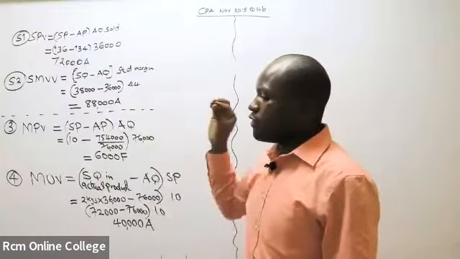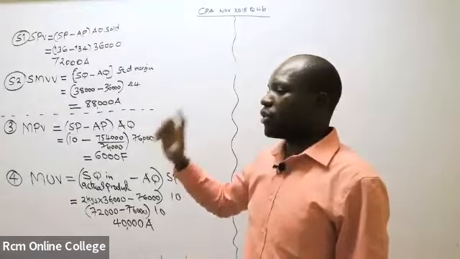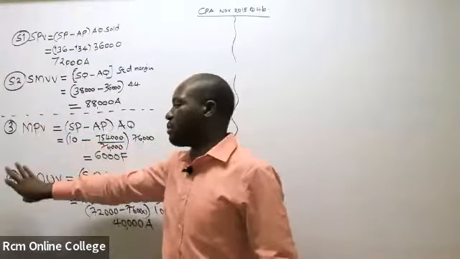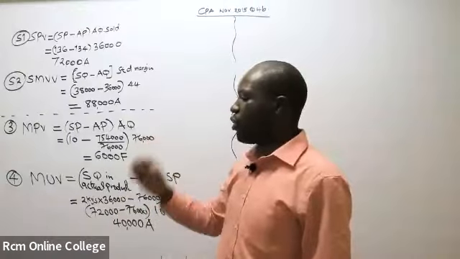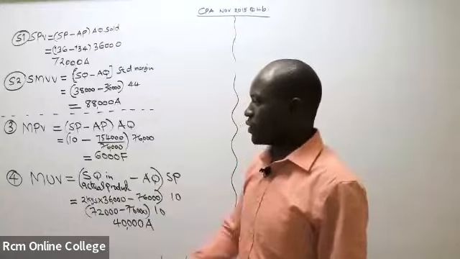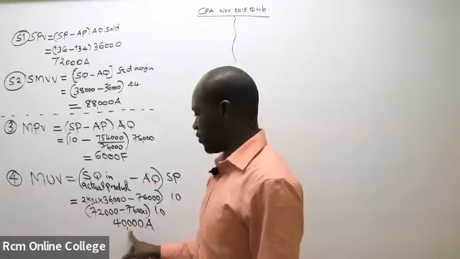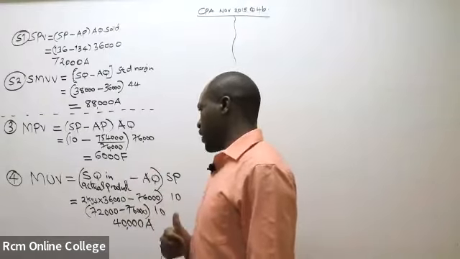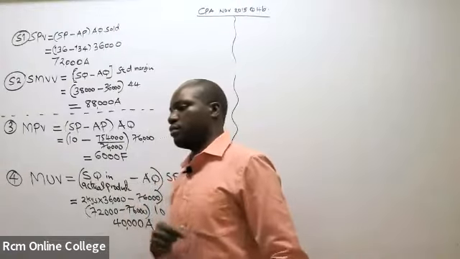Number 2, if you are told to give us material cost variance, material cost variance is the material price variance plus material usage variance. So when you add these two, your result will be called material cost variance. So we have a positive of 6,000, a negative of 40,000, which means our material cost variance will be 34,000 adverse.